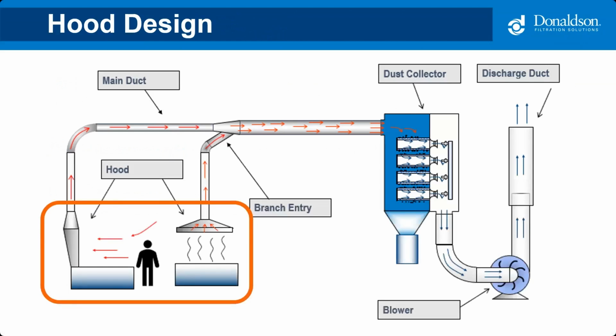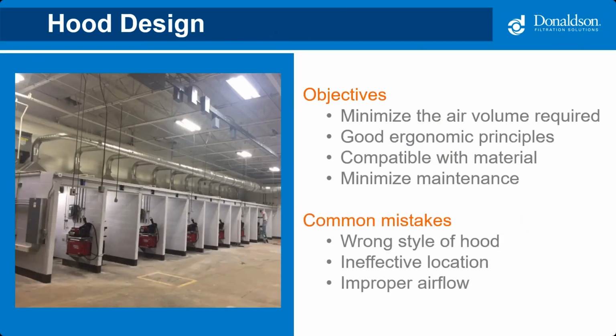Let's get into the main system components, starting with the hood. Hood design is a critical component overall in the system design, which will allow the collection of contaminant. A well-designed hood is going to minimize the amount of airflow that's required to effectively capture and control the contaminant where it is being released. It should be designed with good ergonomic principles in mind. It should be compatible with material flowing through the work area, and it should be designed to minimize maintenance and other activities that may disrupt the process.